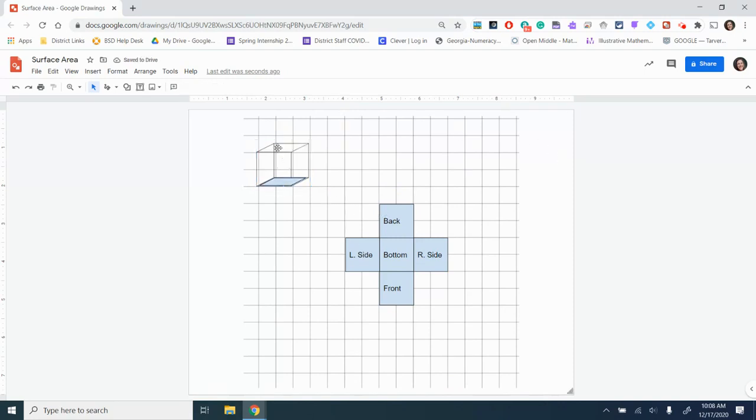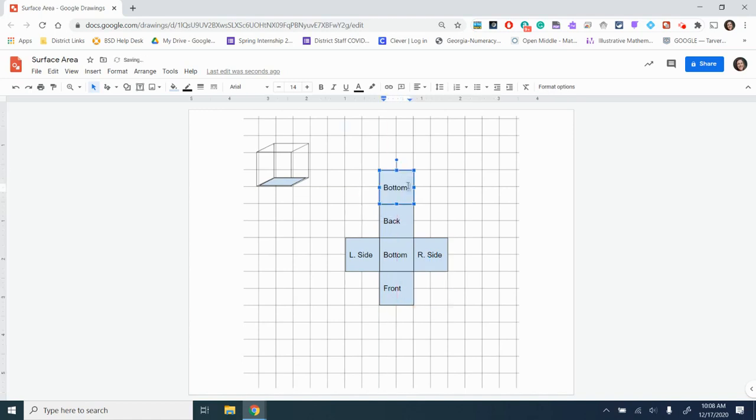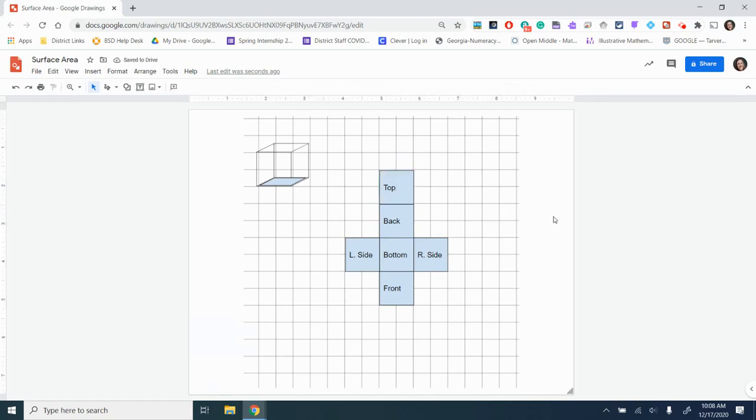All right, and so we also have the top piece here. So you'll notice that the back shares an edge with the top. So our net needs to look the same, and so the back face will share an edge with the top. All right, so this is one way a net for a cube could look. There are a variety of nets for cubes. It just depends on how you unfold it, okay?